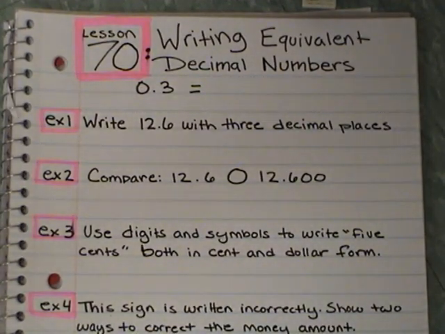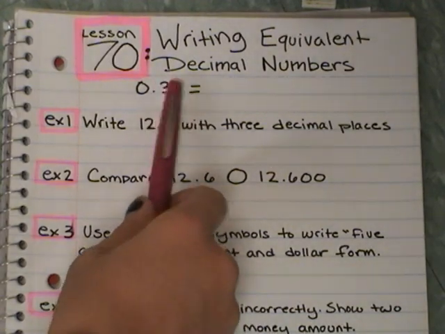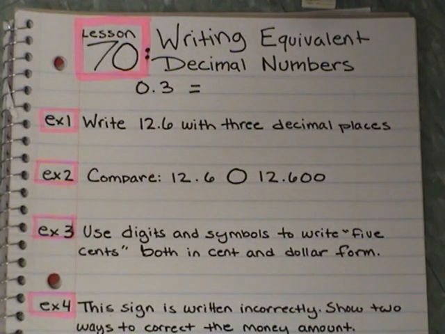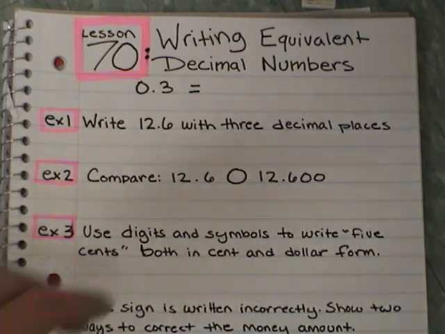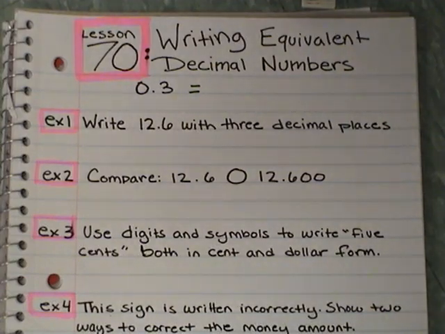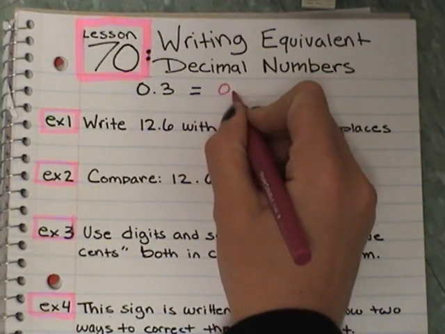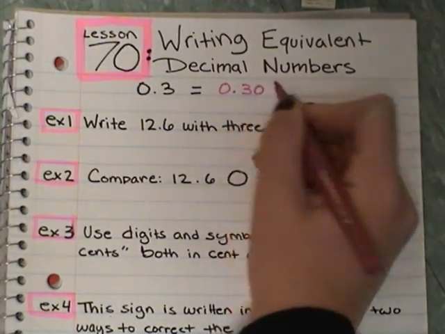So tonight's lesson is lesson 70, which is writing equivalent decimal numbers. As we know before, 0.3, this can be written in another way. What we're doing is attaching one or more zeros to the end of a decimal number without changing the number's value. For example, we can write 0.3, but we can also write 0.30, 0.3 with another zero next to it.